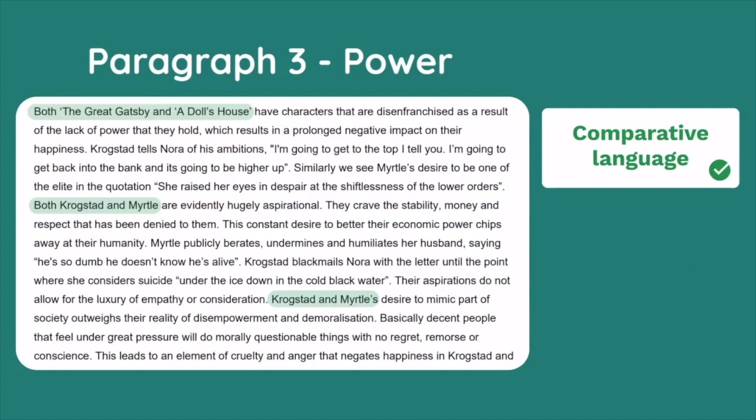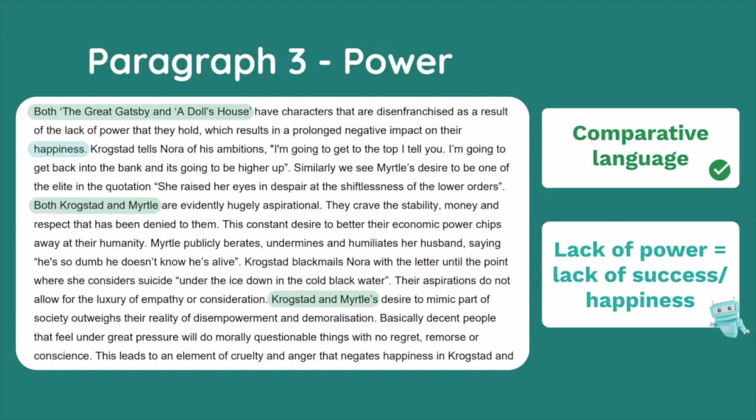So Krogstad and Myrtle as secondary characters are compared here, and it's a nice thing to do, not always comparing the central character, not constantly just talking about maybe Gatsby and Nora or Daisy and Nora or something like that. The secondary characters play a huge role in the story as well, and they tell us a huge amount about power as a factor in a cultural context and how important it is. So ultimately we see that a lack of power equals a lack of happiness or a lack of success, and that's how some of these characters have a negative impact on their happiness. Their inability to gain control or gain power over their own lives suggests that they won't end up being particularly happy. So there's a direct link between the two.